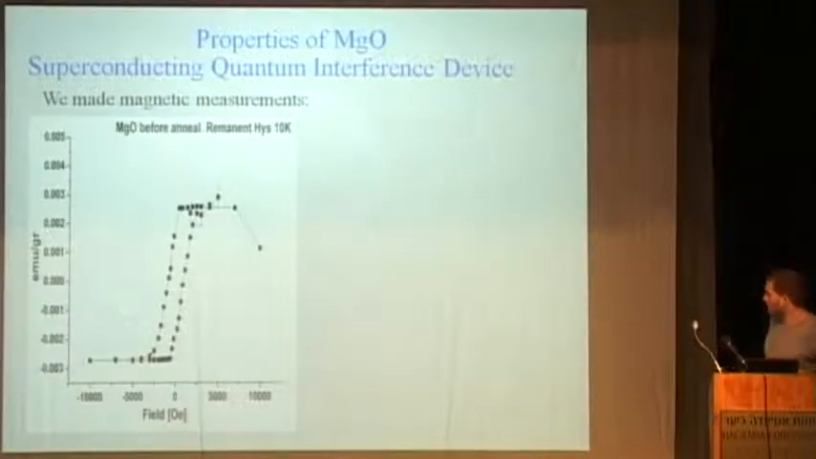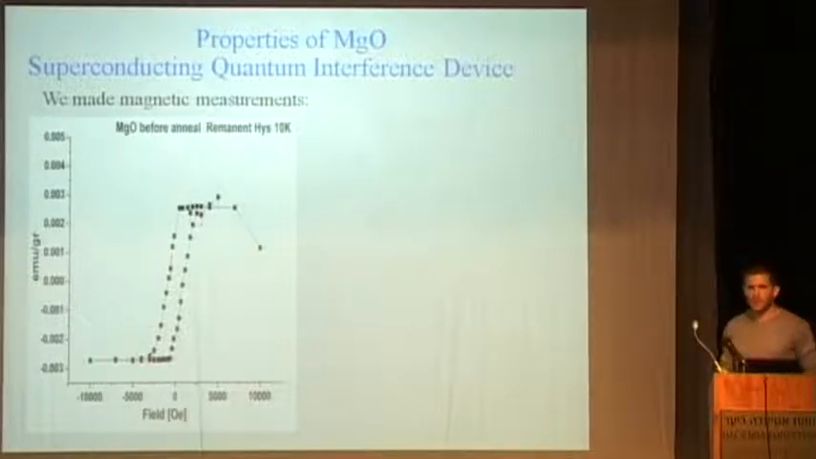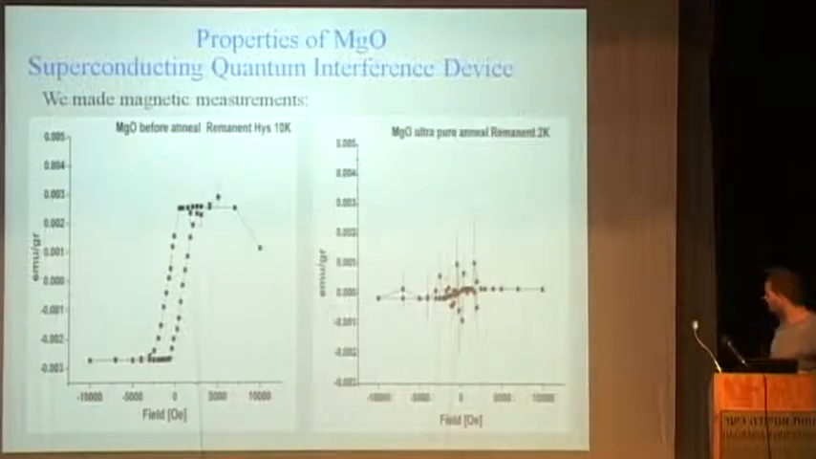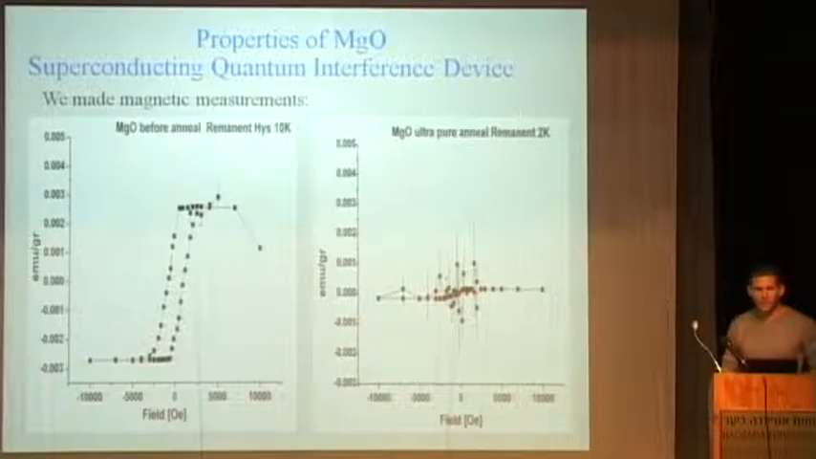This is remanent hysteresis. For those who aren't familiar with magnetism, it means that it's ferromagnetic. And this is after annealing, you can see that it lost its ferromagnetic behavior.